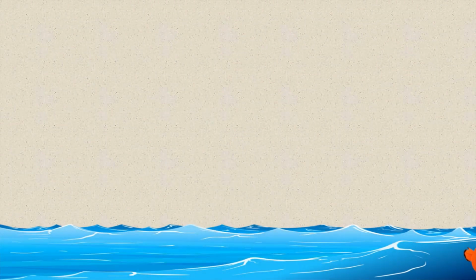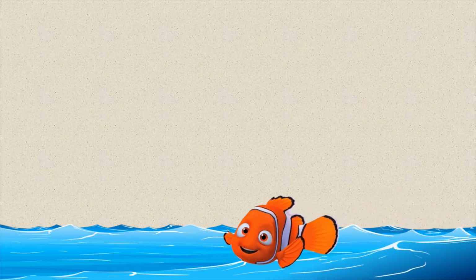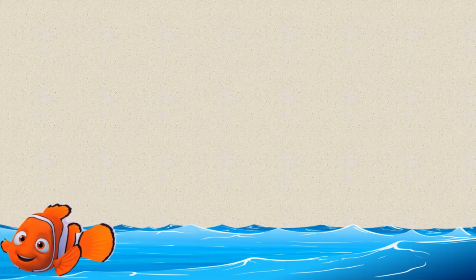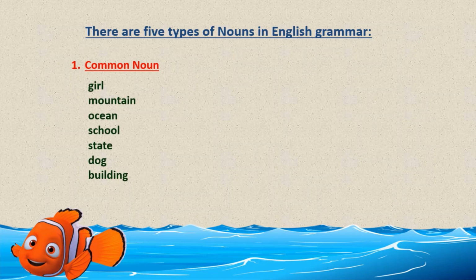Now, we will learn about the different types of nouns. How many types of nouns are there? There are 5 types of nouns. Common noun. Under common noun, there is girl, mountain, ocean, school, state, dog, and building, and so on.